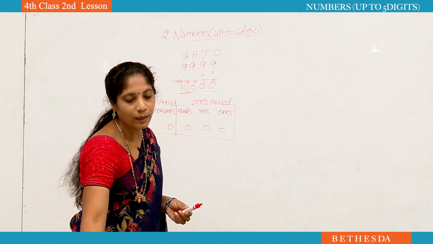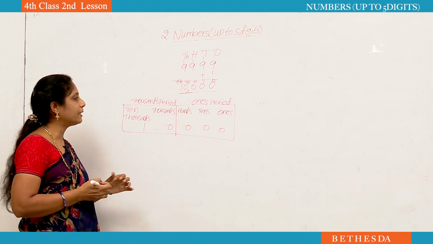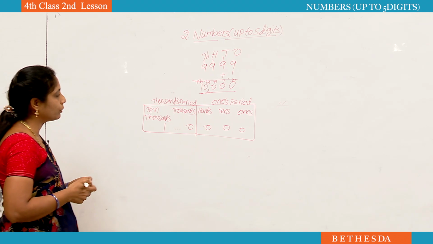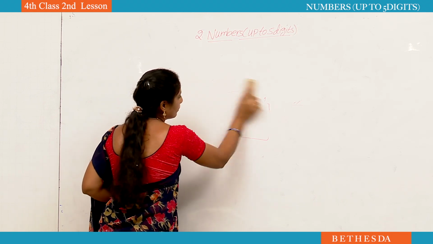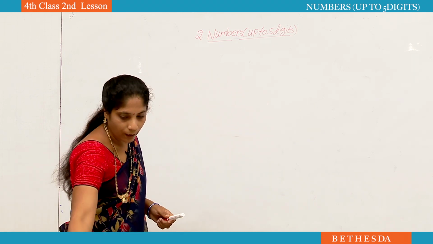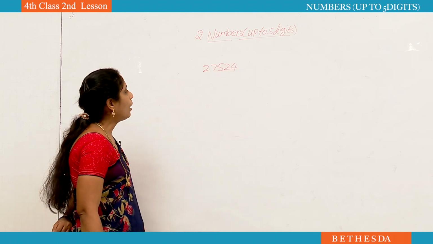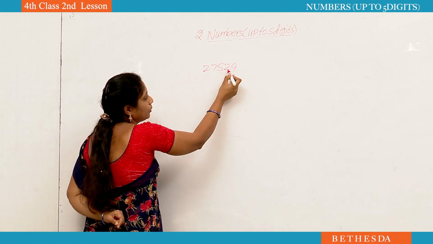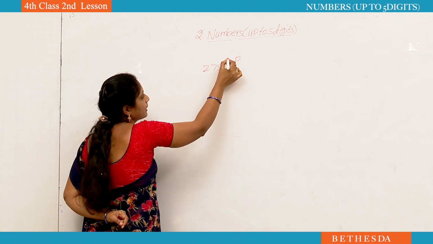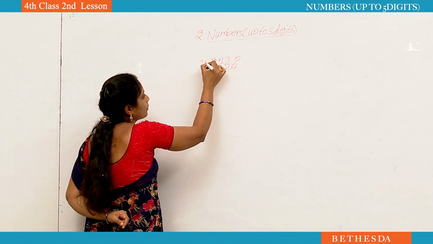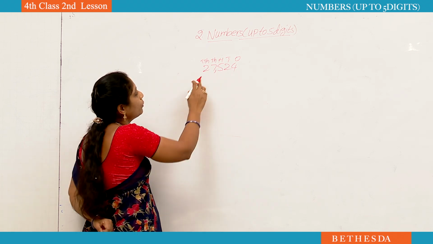Now we are going to learn how to read a 5-digit number, how to write the number name for a 5-digit number, and how to write the expanded form. See here, I am writing a number: 27524. Now how many digits are there in this number? 1, 2, 3, 4, 5. Now how to read the number? For that, write the place values: ones, tens, hundreds, thousands, 10,000. What I told, before the ones period we have to keep a comma. Yes, keep the comma.